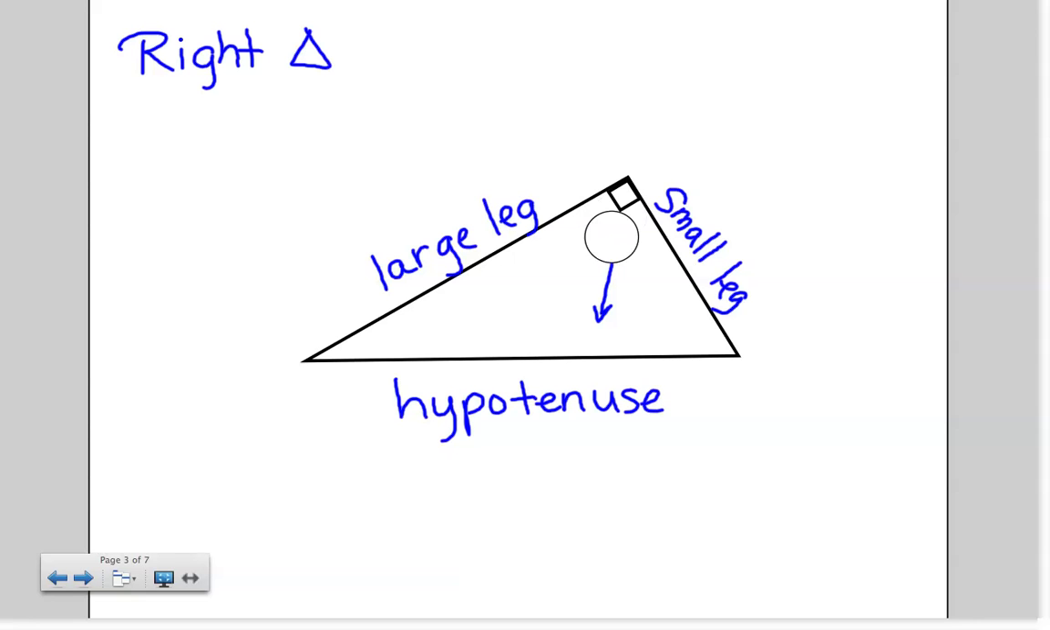My hypotenuse is always the longer side of a right triangle. So if I were to draw a line from the vertex that contains the right angle all the way down to the hypotenuse, if my line is perpendicular to the hypotenuse, this line is called the altitude.